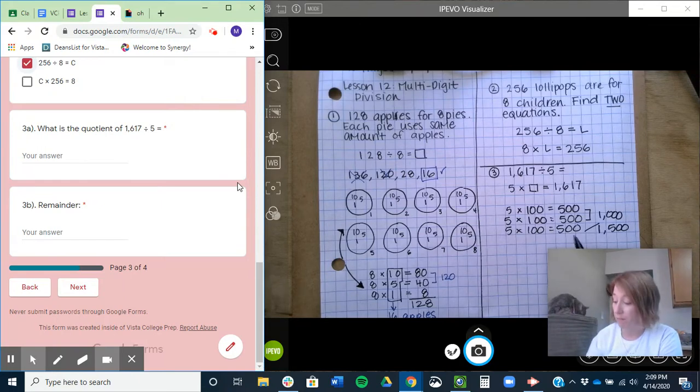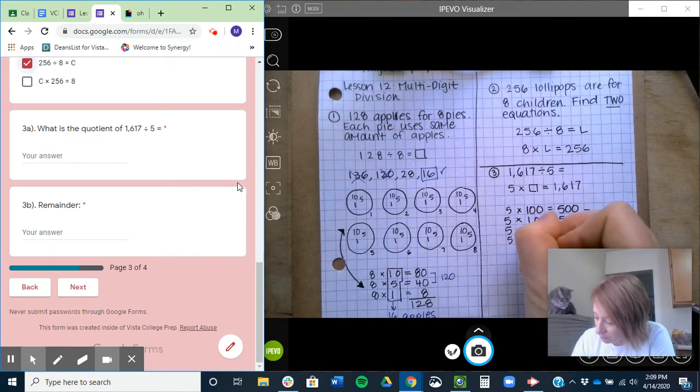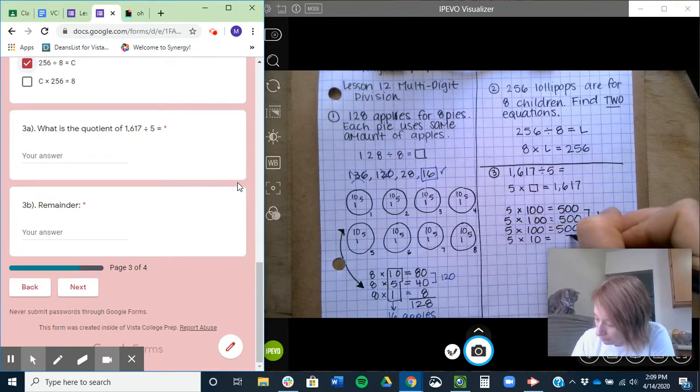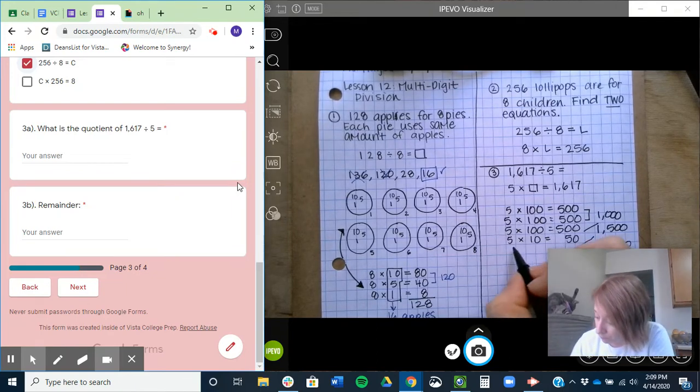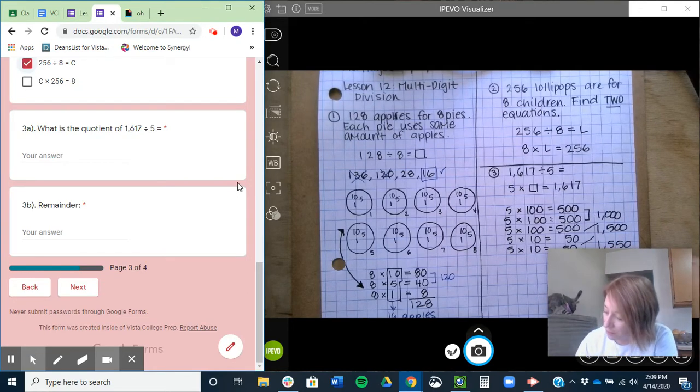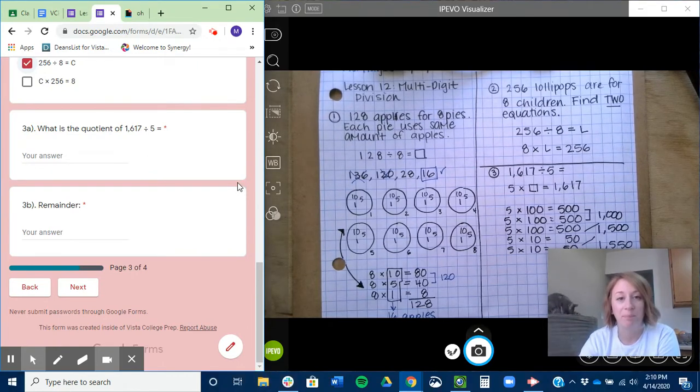So we have to think of a factor that's smaller than 100. Let's go back to trying tens. If we did 5 times 10, that equals 50. We're at 1,550. We're getting really close. If we do another 5 times 10, that's also another 50. And now we're at 1,600.